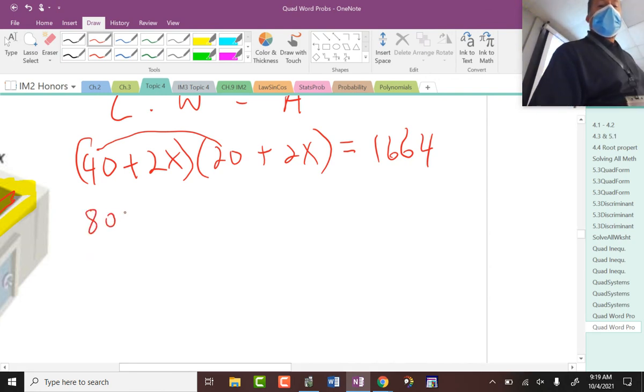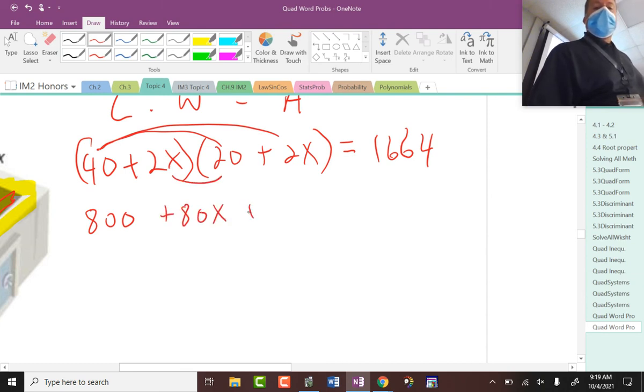4 times 2 is 8, so this is 800. This is 80. This is 40. Your ability to FOIL and keep things in line and organized.